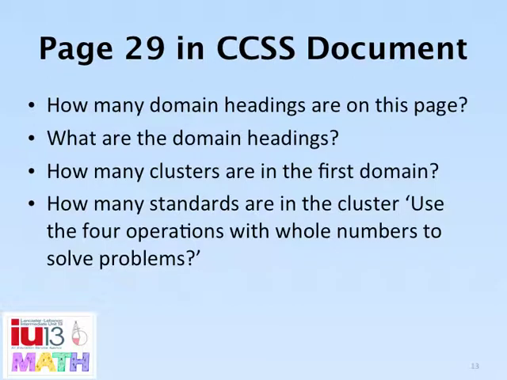There are 2 domain headings on page 29. They are Operations and Algebraic Thinking and Number and Operations in Base 10. There are 3 clusters in the first domain, and there are 3 standards in the first cluster.